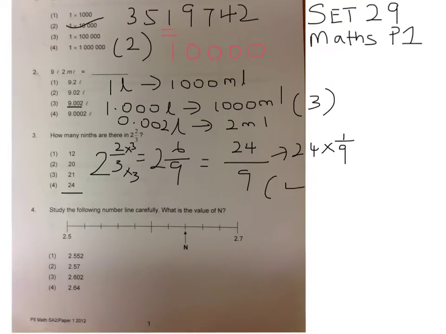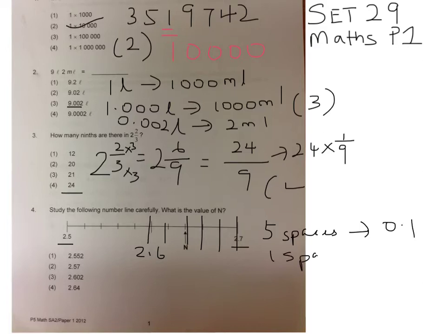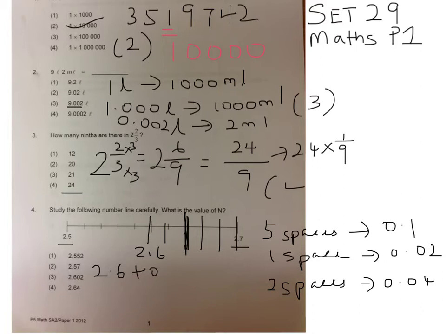Okay, so if this is 2.5, this is 2.7, right in the middle here must be 2.6. Alright, so we see that there's 1, 2, 3, 4, 5 spaces will be for 0.1. 1 space will be 0.02. Alright, the arrow is at the second space, so 2 spaces will be 0.04. So we take 2.6 plus 0.04, we will get 2.64. Question 4, our answer is 4.